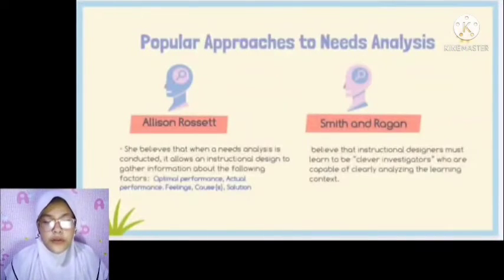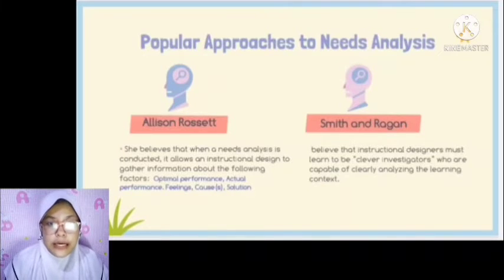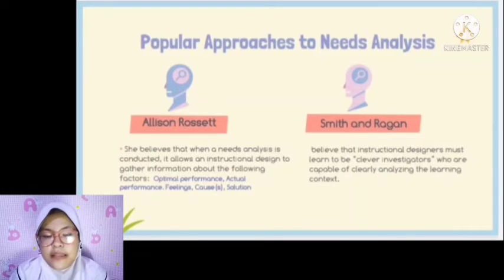Okay, so I'm Eksanti Putri. I will continue the explanation from Hafiza about popular approaches to needs analysis. Okay, so Rossett in 1995 states that the needs assessment drives the entire instructional design process by eventually shaping the decisions made about design, development, implementation, and evaluation. She believes that when a needs analysis is conducted, it allows an instructional designer to gather information about the following factors.